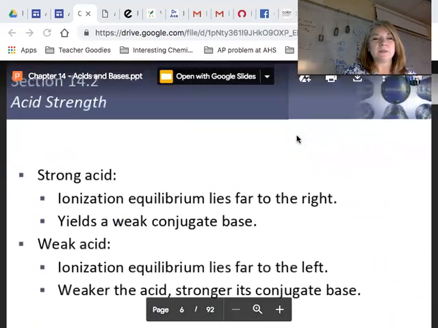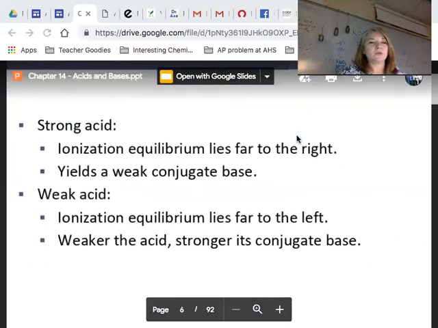Now, did we get something in our notes yesterday about the difference between a strong acid and a strong base? So a strong acid is going to have a very, very large K, and it's going to yield a weaker conjugate base than water. If you didn't add that to your notes, make sure you do that now. Notice the part that says yields a weak conjugate base. Make sure that you add weaker than water. That's going to come into play when we start calculating pH in a little while.